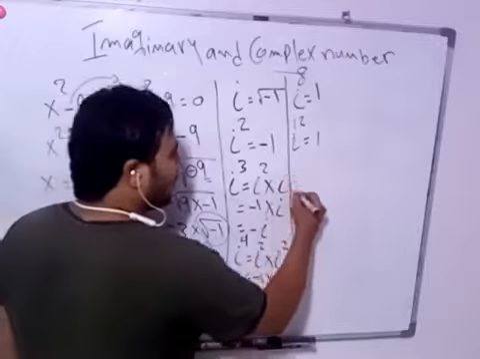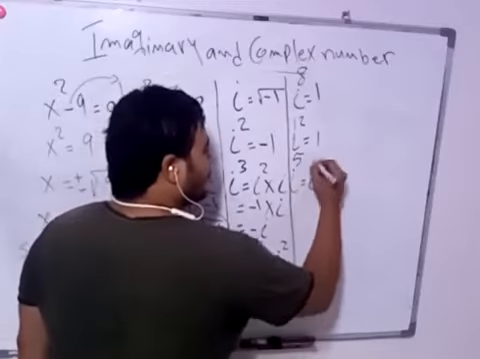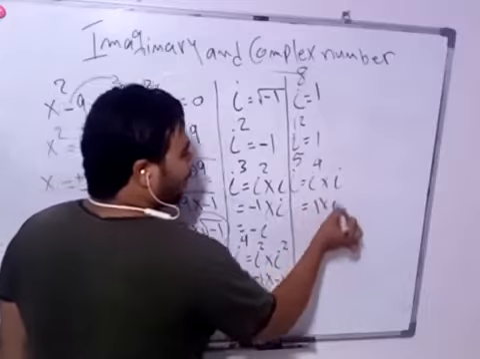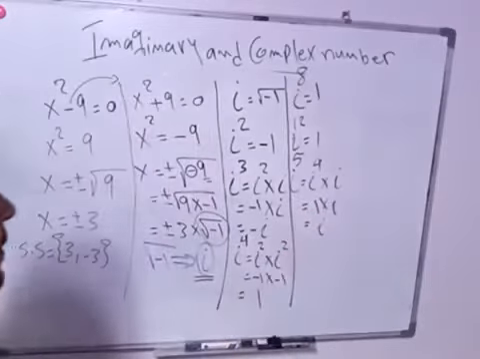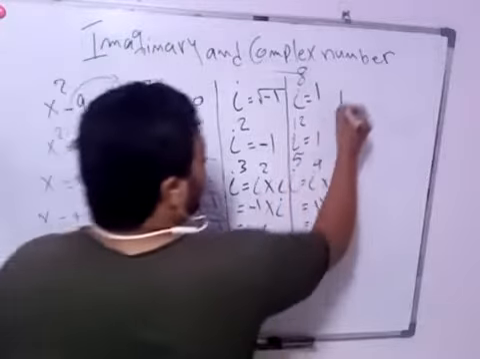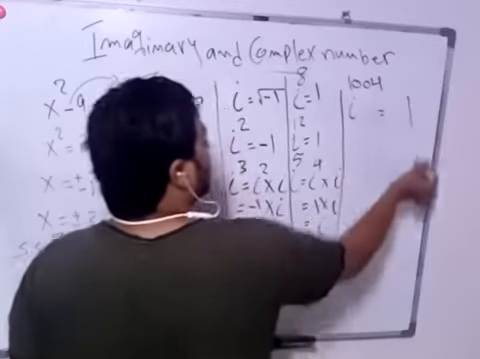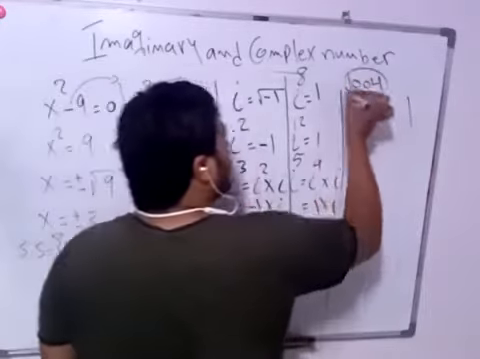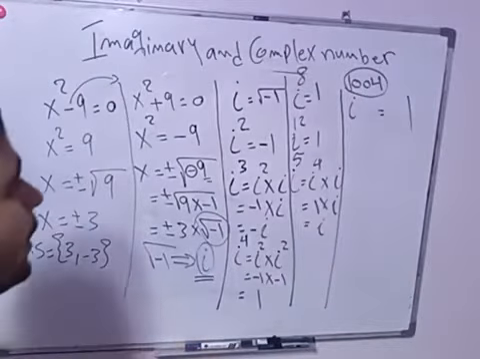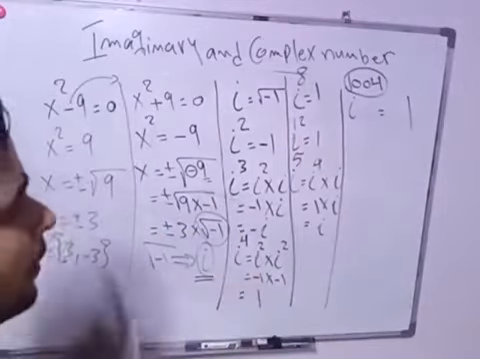What about i to the power 5? Yes, divide it: i to the power 4 times i. i to the power 4 is 1, times i equal i. Yes, excellent. So, what about i to the power 1004? 1004 equal 1 because the power is a multiple of 4. I have the power divisible by 4. So, i to the power any number divisible by 4 equal 1.